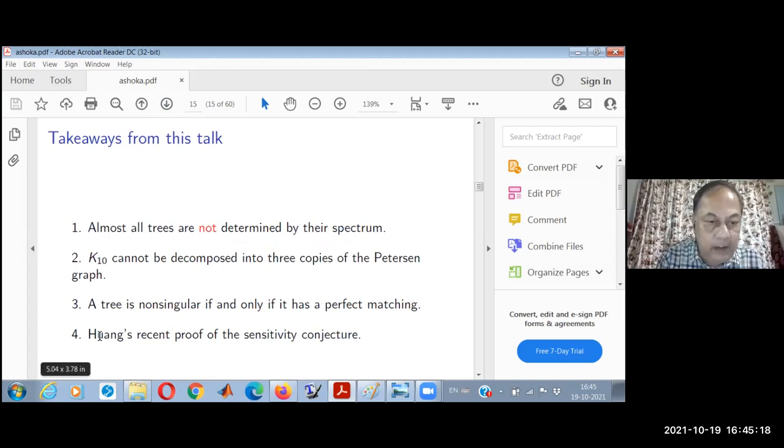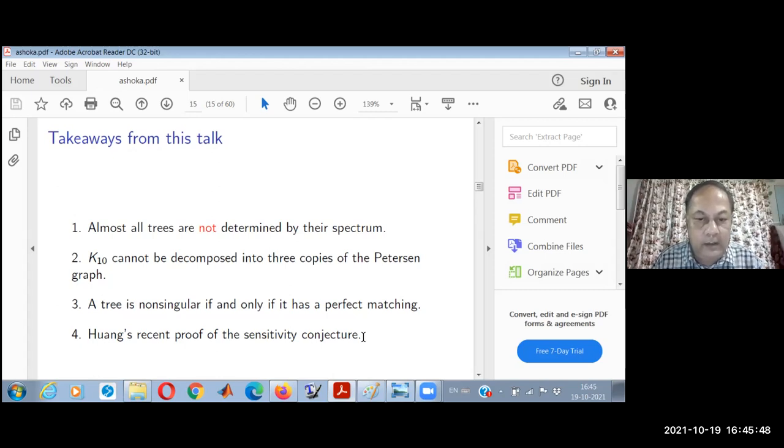Initially, I was planning a complete talk on Huang's recent proof, but that is difficult because that requires a good understanding of the computer science background. And when I come to that, I'll mention it again, that the original conjecture problem is in computer science, and the link between computer science and linear algebra is somewhat vague. I mean, you really need to understand the complexity theory and sensitivity and so on to appreciate the connection.